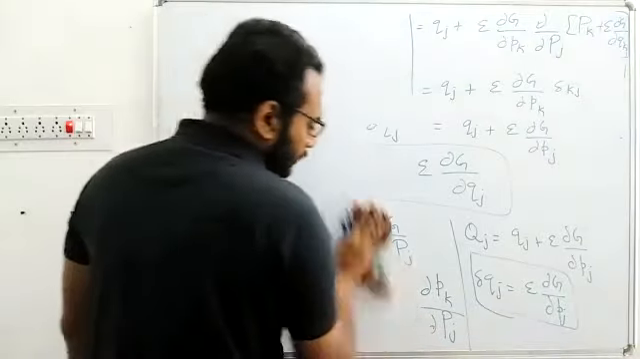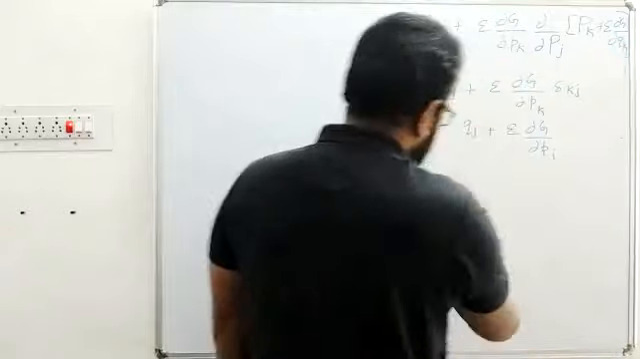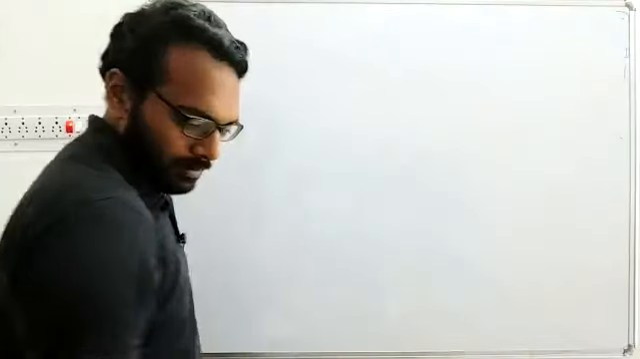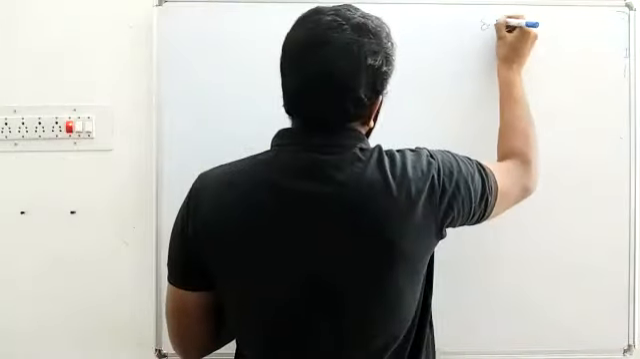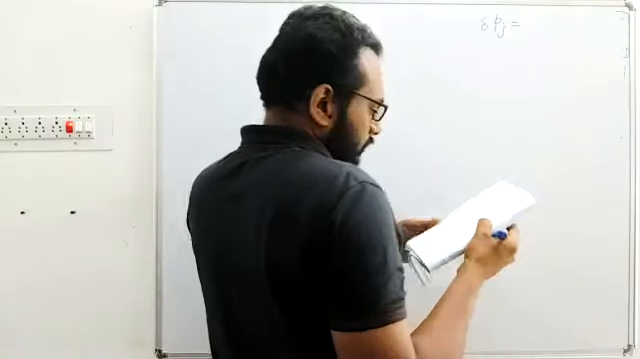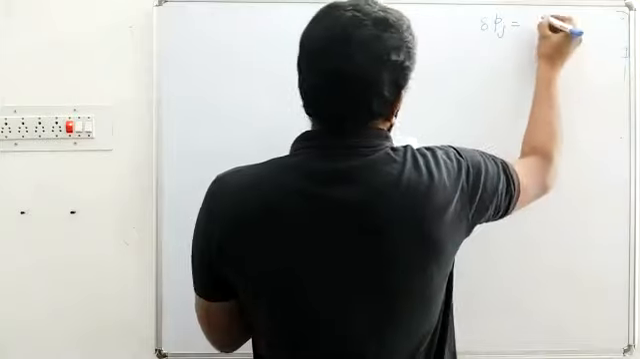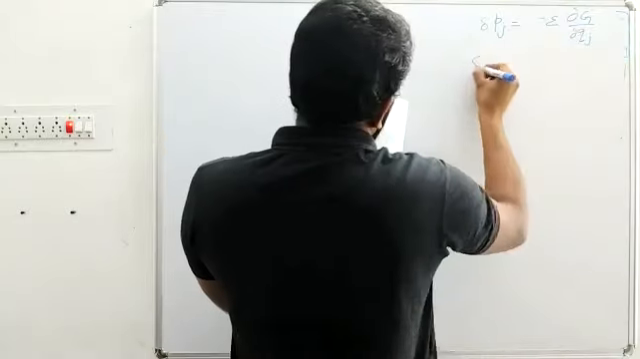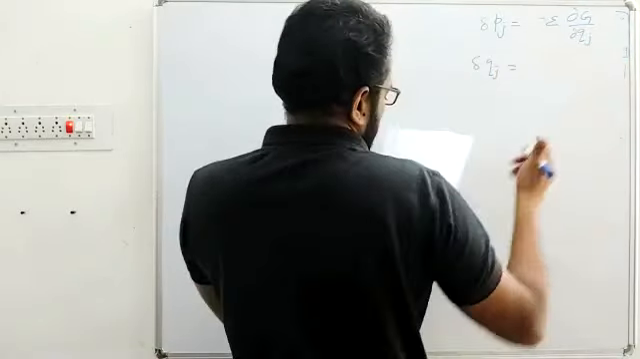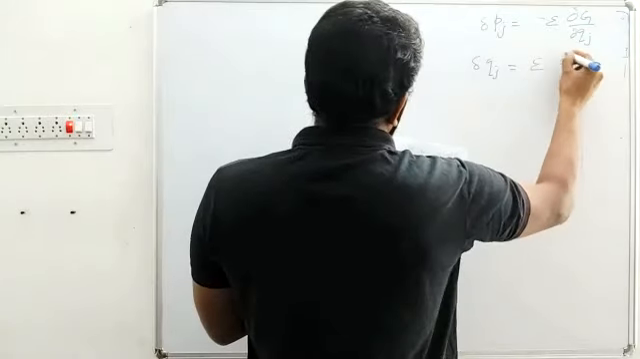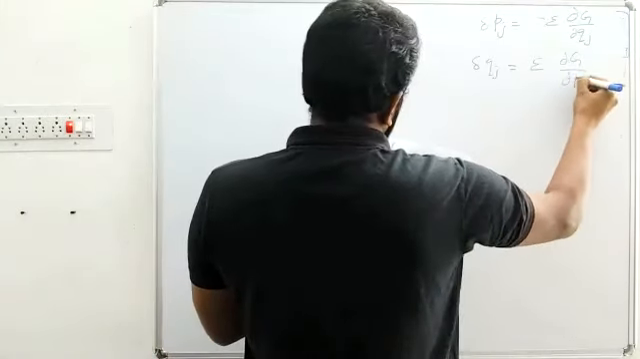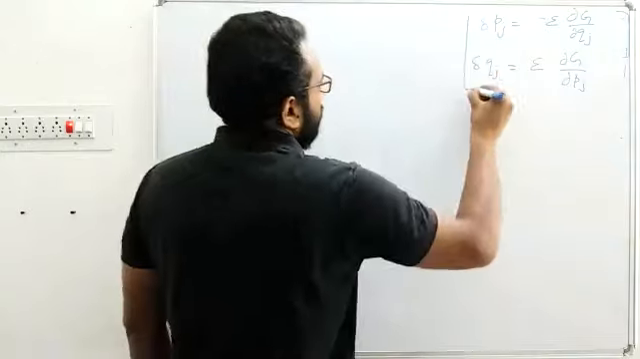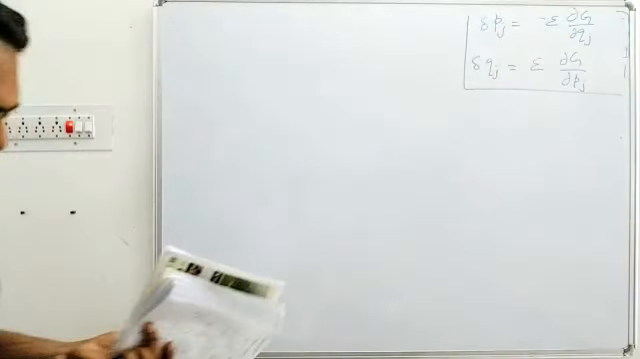All right. So what did we find now? I'll just write it down here. What we have found is delta Pj is equal to minus epsilon ∂G/∂qj, and delta Qj is equal to epsilon ∂G/∂pj. Let that be there. That's what we have got now.